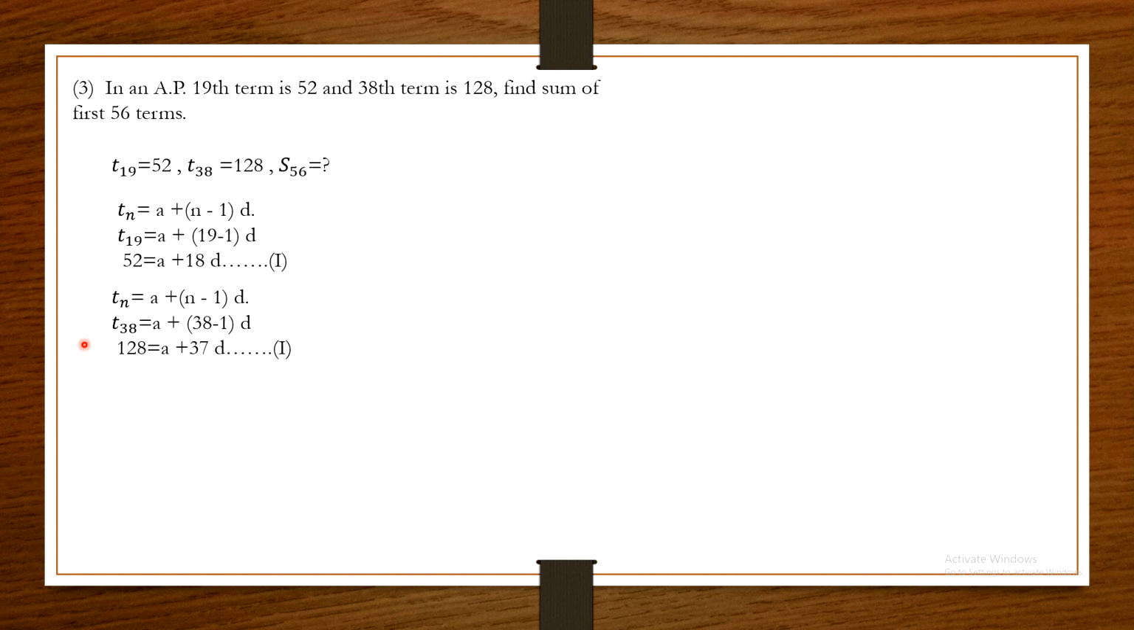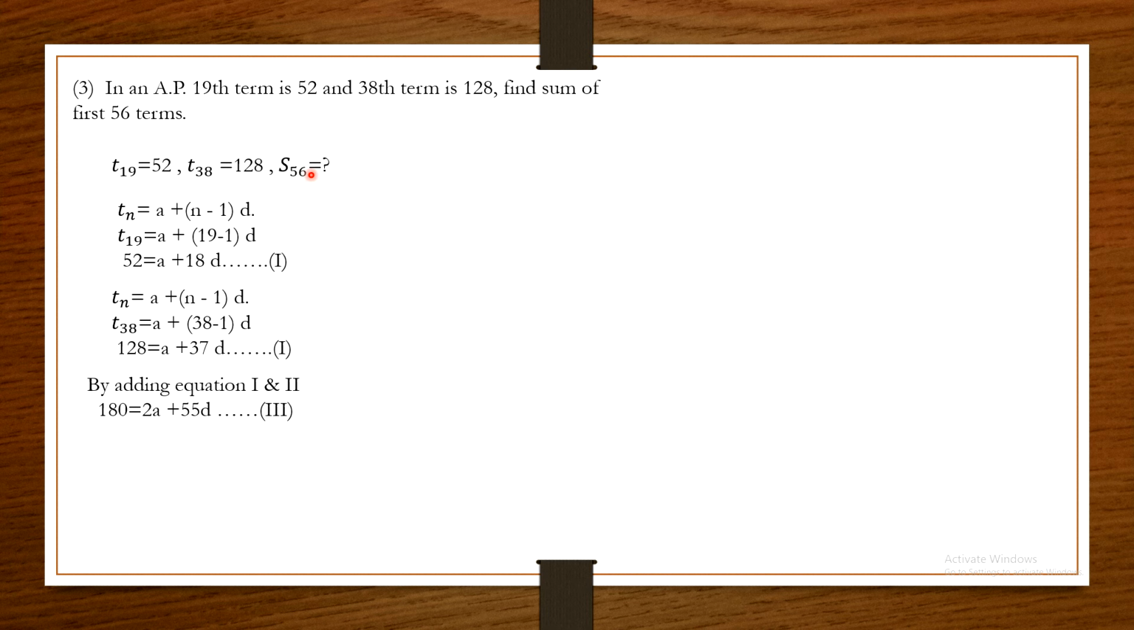Now we have to solve these equations. There are two methods. We will go for the simpler one. Just add equations 1 and 2. We will get 52 plus 128 equal to 180. A plus A means 2A, and 18D plus 37D is 55D. Now this is our third equation. Okay, now keep this equation as it is.